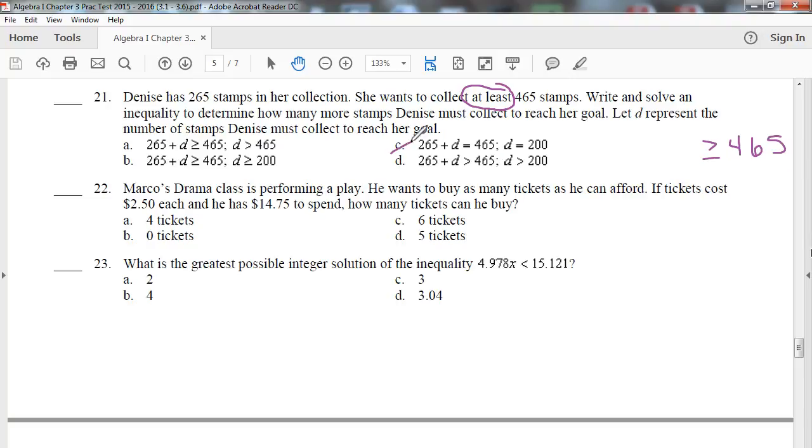All right, so that automatically knocks out C and D. We have 265 that she already has, plus the number that she wants to collect, or that she needs to collect to reach her goal. And we solve this by subtracting 265 from both sides, which leaves us with D is greater than or equal to 200. So that is option B.